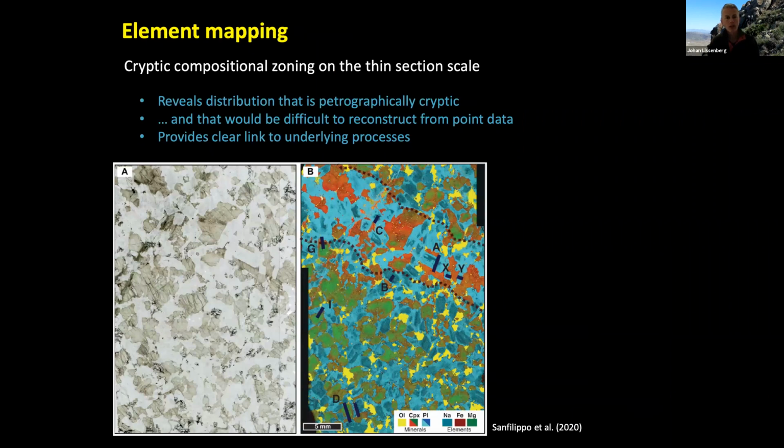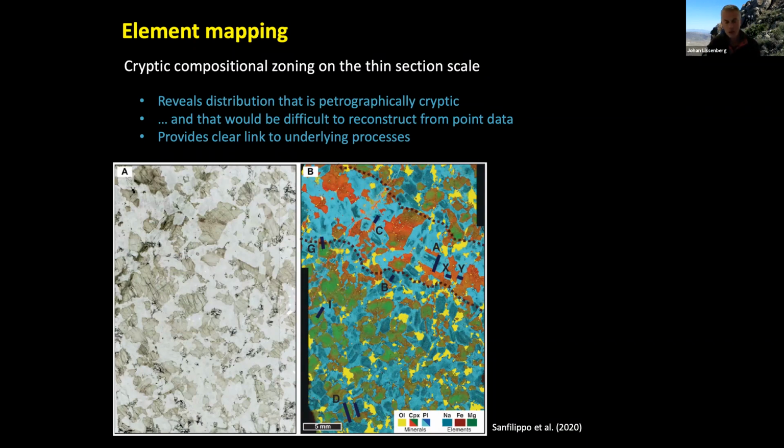The first of which is to look at the compositional zoning on a sample scale, on a thin section scale. This is an example of an olivine gabbro, which petrographically, shown in panel A, the thin section photomicrograph, shows very little. There's nothing in the way of modal or grain size or compositional variation that's evident in the thin section itself.